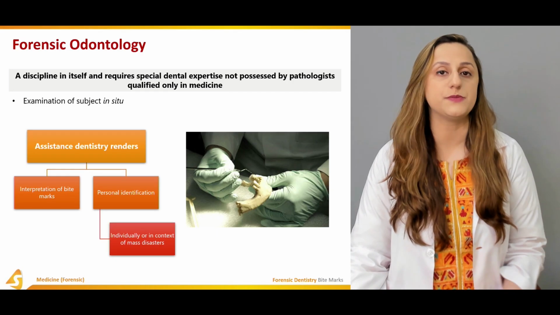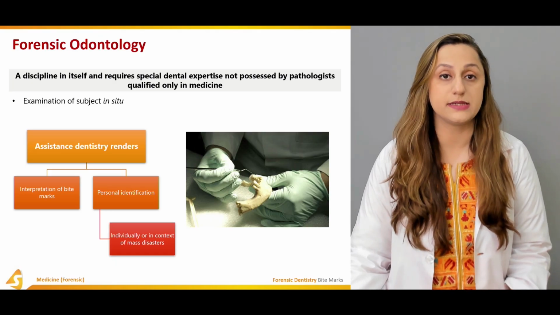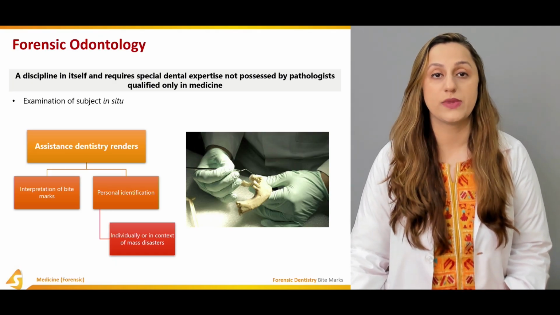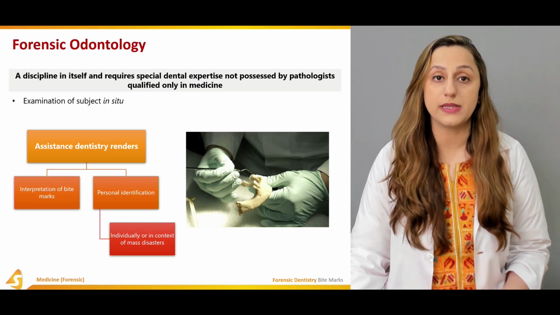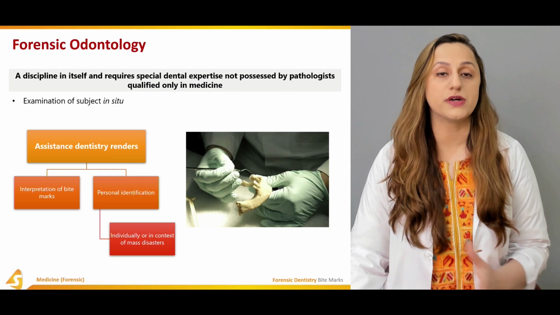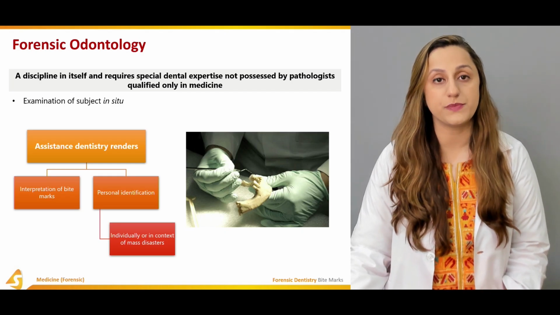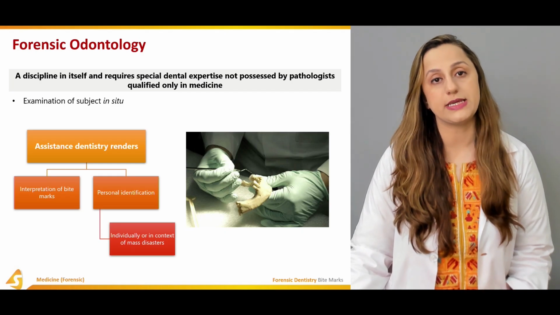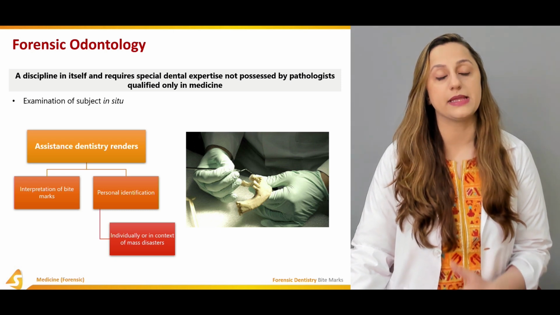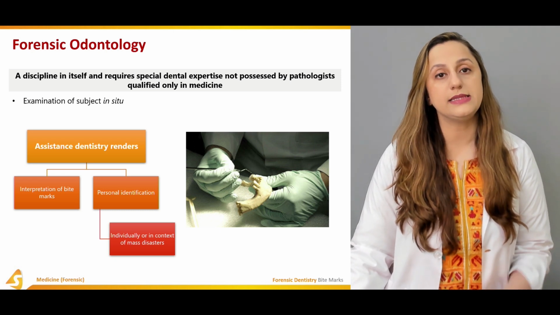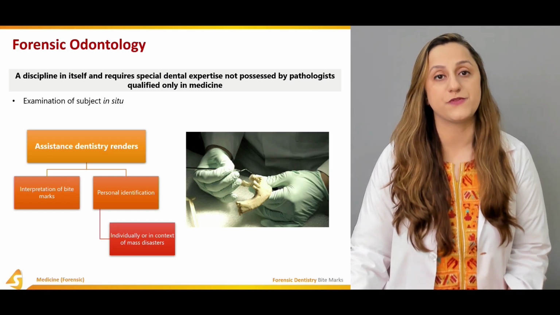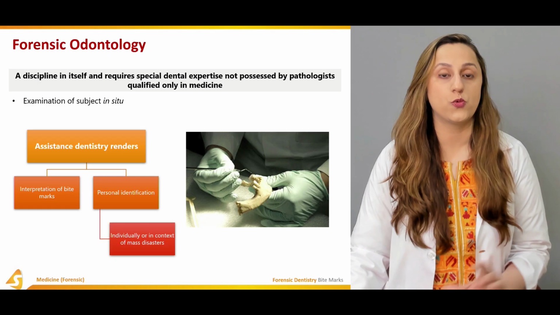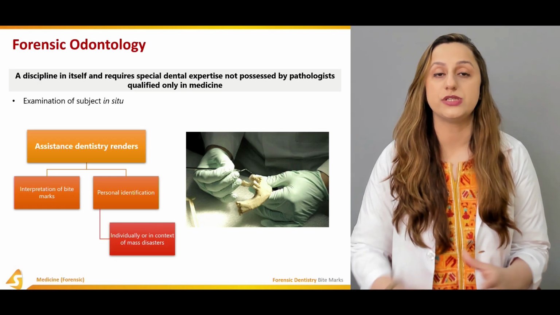So even individually, we find people who are not identified when they are dead. And we also have mass disasters, for example bomb blasts, and even earthquakes, which shatter a lot of people. So we have a lot of bodies which are unidentified. For example, in plane crashes, in these incidents we have a lot of bodies at hand, and we have to identify personally which person the remains belong to.